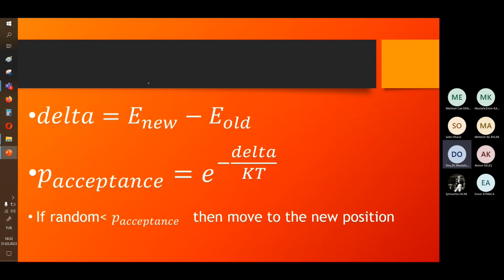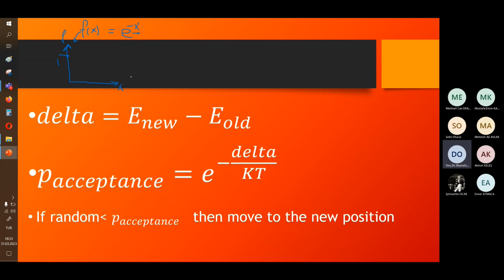Where is that? Okay. Let me show you the e power minus x function. That is x, and that is f(x). This is f(x), okay? If x is 0, e power 0 will be 1. And it will be decreasing exponentially.